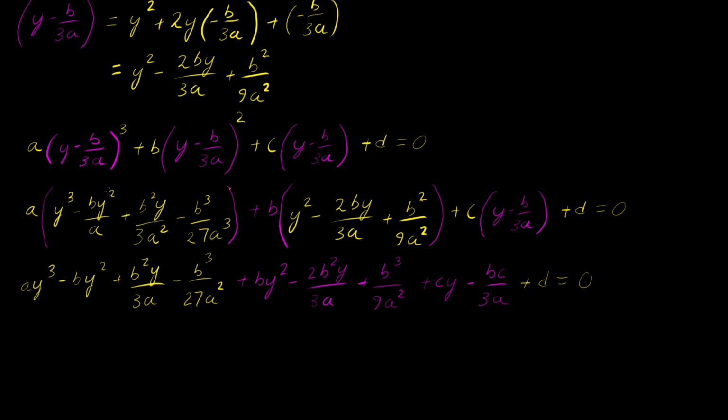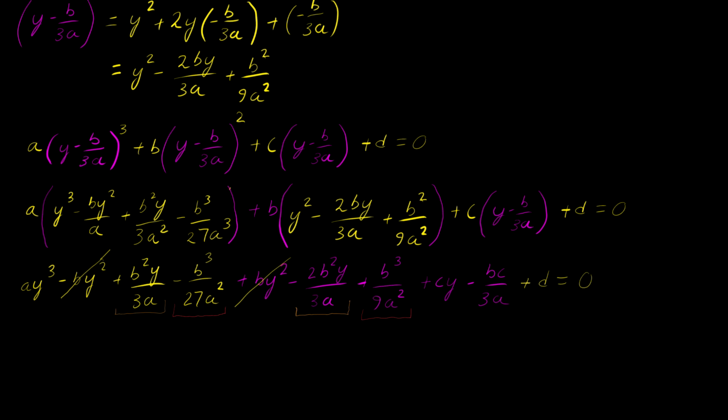Now let's see if we can group any similar terms together. So let us have a look here. Well, immediately we see this negative by squared. This negative by squared and this by squared, they're just going to cancel out. And let me get some orange here. We have this b squared y over 3a, and we also have this minus 2b squared y over 3a. The denominator is the same. And if we look at this term here, this b cubed over 27a squared, that is very similar to this b cubed over 9a squared.